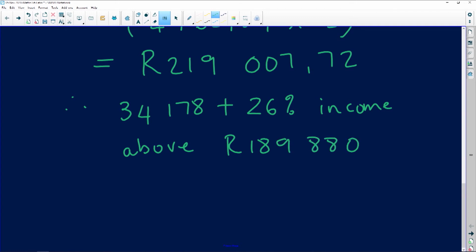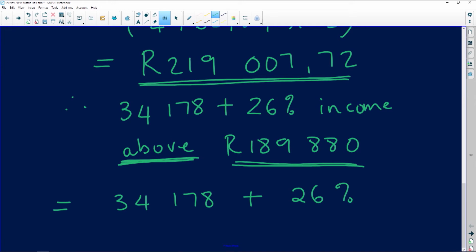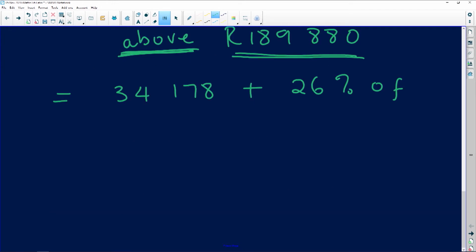189,880. Guys, this word here just means that you're going to be subtracting. And what are you subtracting? You're always subtracting the same thing. You're basically going to be subtracting this money with this money. I hope you heard me, guys. You're going to be subtracting this money with the money that they've given you over here. So you need to be careful in terms of what you are going to be subtracting. That's 34,178 plus we want 26% of those two amounts subtracted from each other.